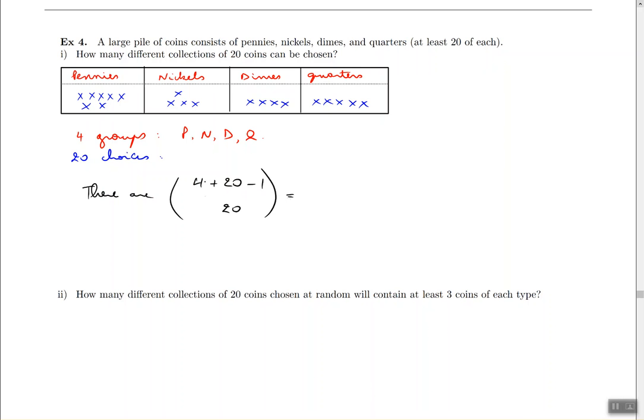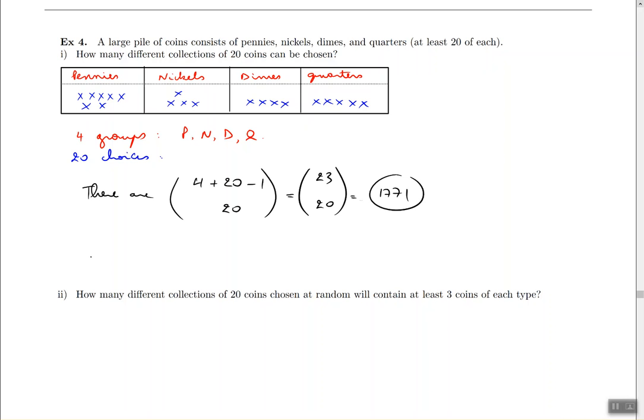Okay, so why 4 plus 20 minus 1? 4 because there are 4 groups, but we only need 3 dividers to separate those groups. That's why I have to take away the 1. And how many X's did I have to pick? I had to pick basically 20 X's. So hopefully this is kind of reminding you of what we did previously in the last section.